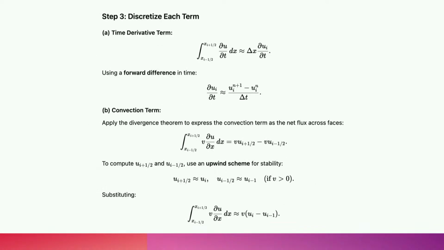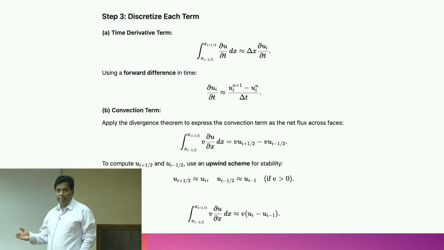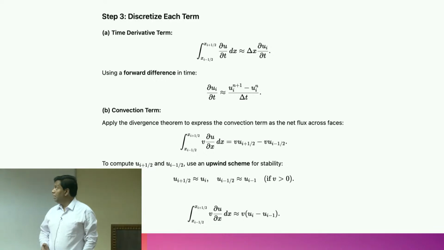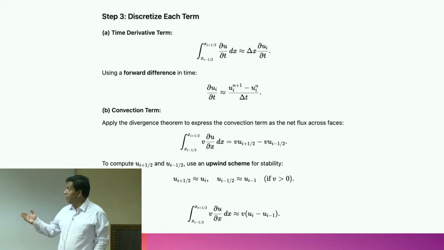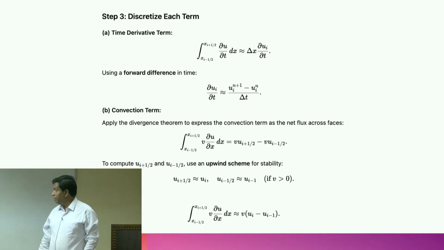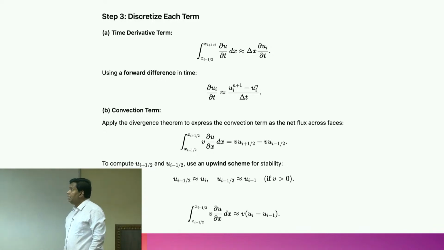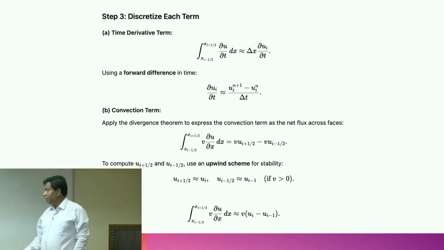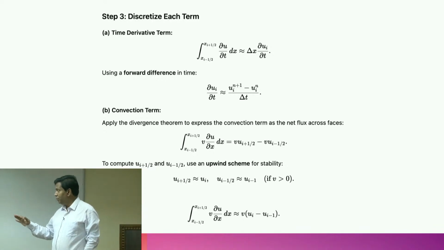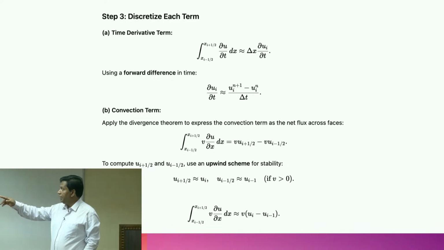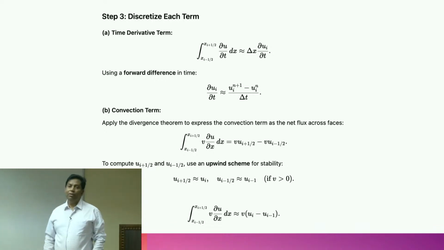So, the time derivative term is exactly the same as before, what we did with the differencing scheme. So, use the forward difference in time. So, del u i del t is equal to this one. Now, the convection term. This is different, we did not do it yet. So, here we apply the divergence theorem.